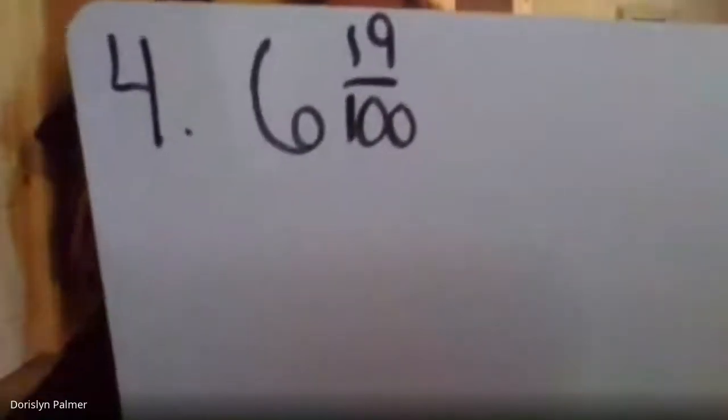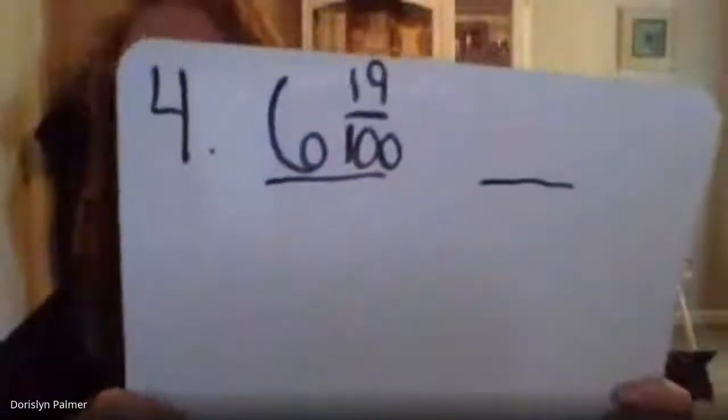Okay, so that's as a fraction. And Taryn, could you tell me how to write that as a decimal? Because they want that also. How could I write 6 and 19 hundredths as a decimal, Taryn?